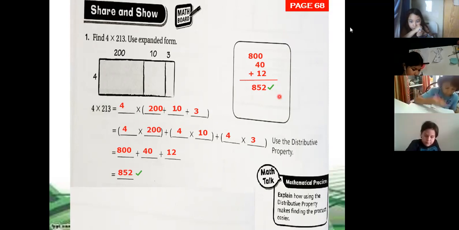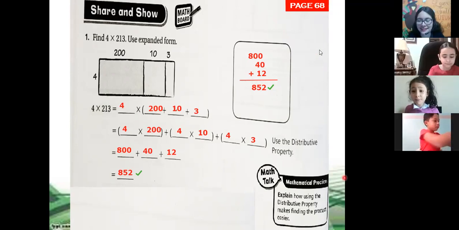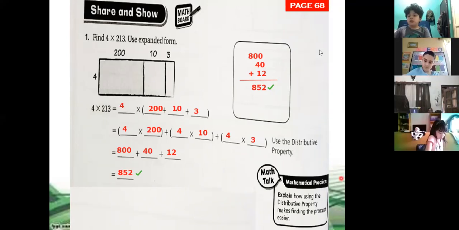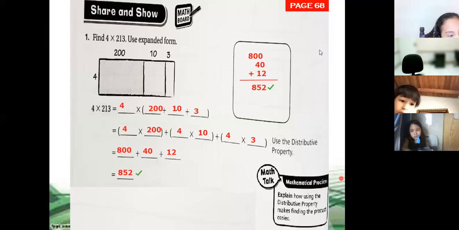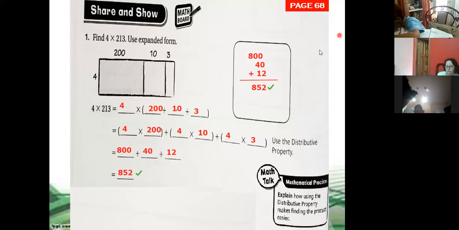Now, you can finish the 2 exercises. Miss, I have the answers. What happened, Mia? You have the answers? Okay, what's the answer of 4 times 59, Mia? 236. That's right. And 3 times 288? 864. That's right. That's the answer.